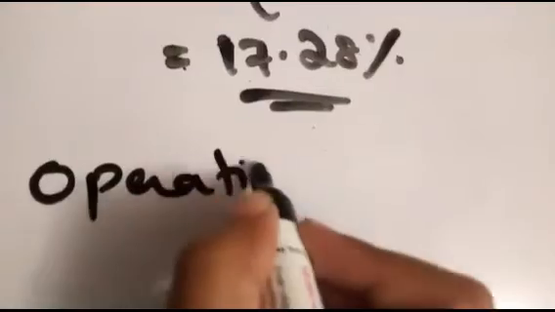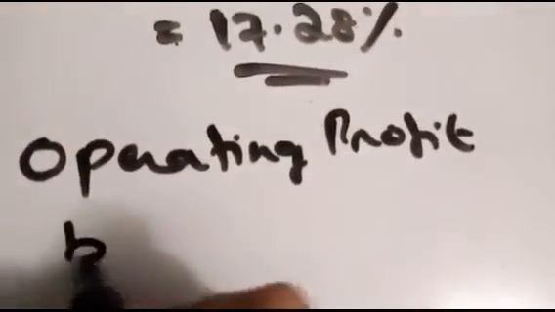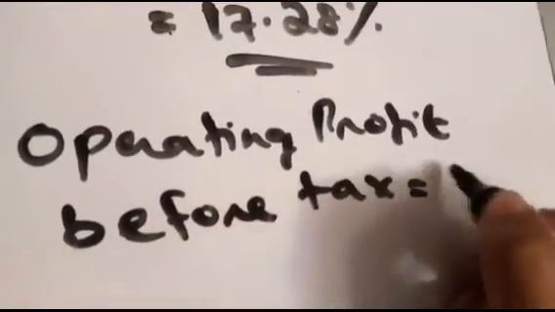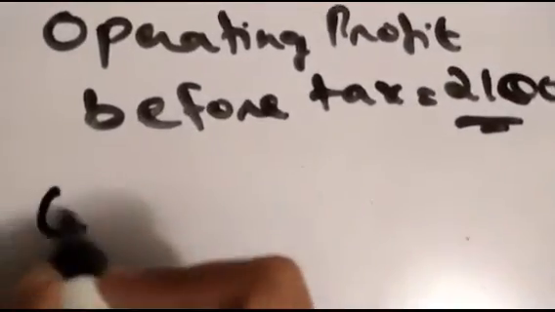operating profit before tax is given as 2100 crore. It is given in the question. Now we can calculate the economic value added, EVA.